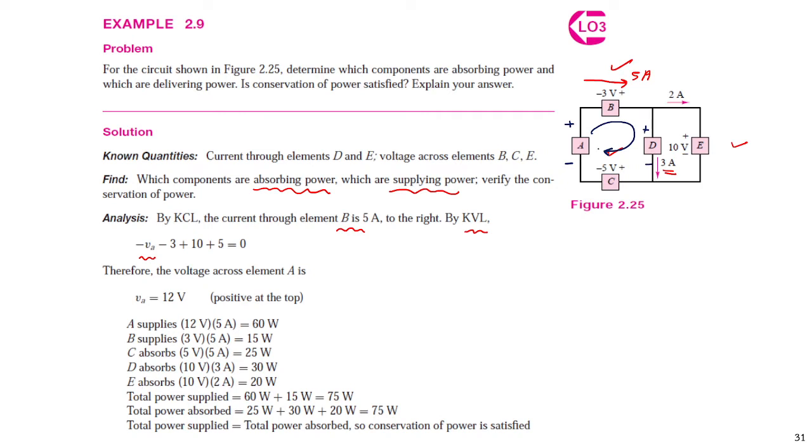Then we have VA minus 3, minus VA minus 3 plus 10 volt and plus 5 volt. Minus VA minus 3 volt plus 10 volt plus 5 volt. Again, be careful for the sign.